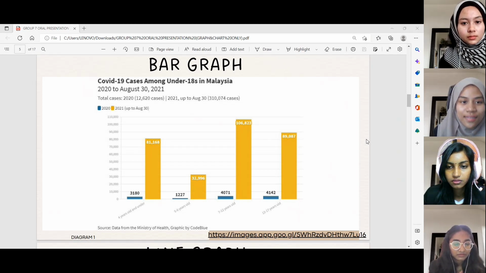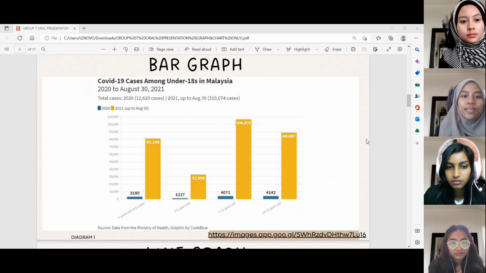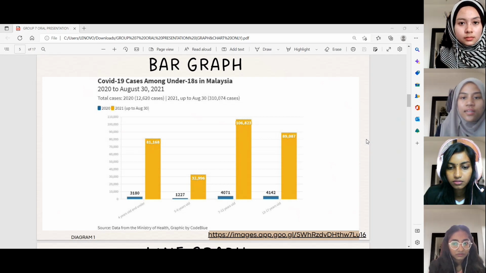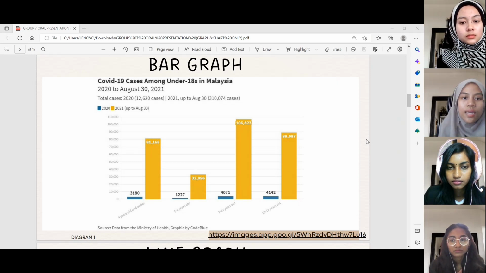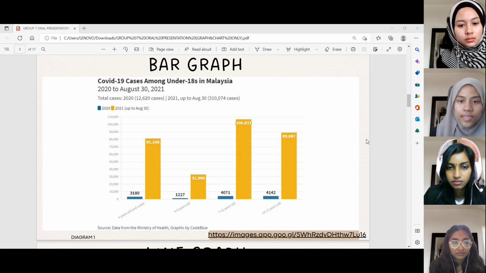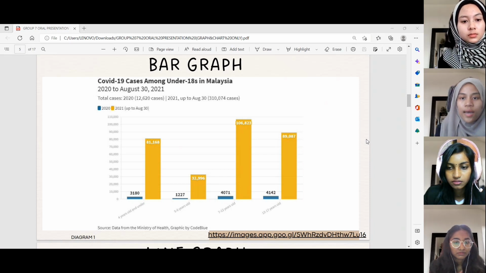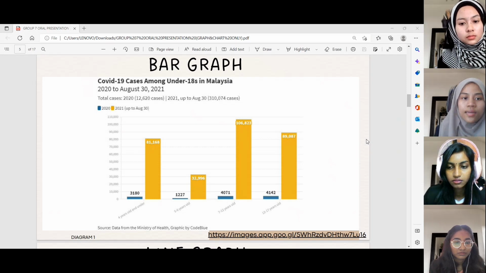For 2021, it can be clearly seen that there were 106,823 COVID-19 cases among children aged 7 to 12 years old, 89,087 COVID-19 cases for children aged 13 to 17 years old, 81,168 cases among children aged 4 years old and under, and only 32,996 cases among children aged 5 to 6 years old.